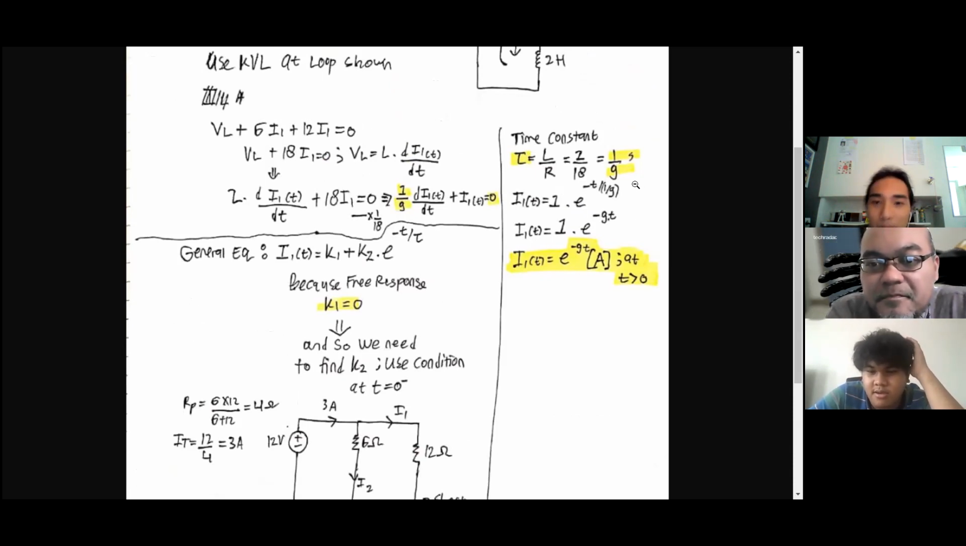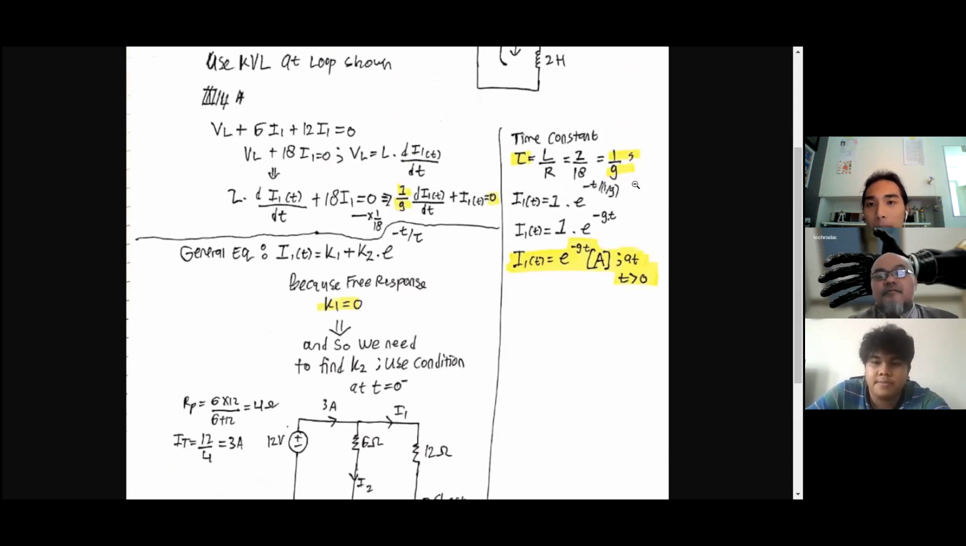Okay, so from this equation we can determine the tau. The tau is 1/9. Then we use the general equation and substitute the numbers. And the final result is I1 equals e to the power of minus 9t ampere, at t larger than 0.